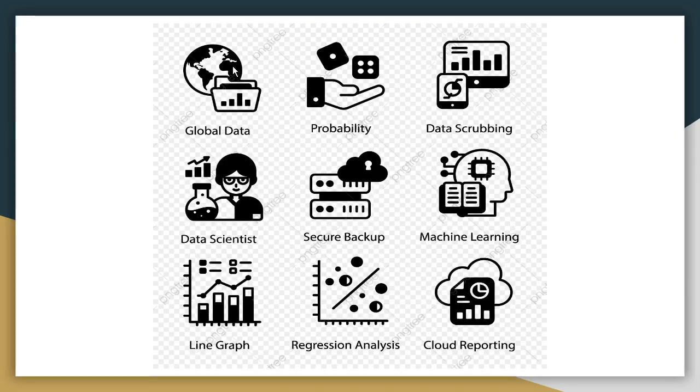And the things we do as a data scientist is we can get other global data, like if we have a bank, we get all of the data of the users and our customers. We check all the probability if there is any we need to. Data scrubbing is basically separating the data that is corrupt or unusable, or data we don't need, and keeping the data we need.